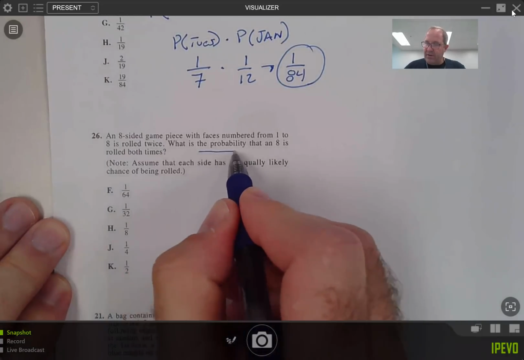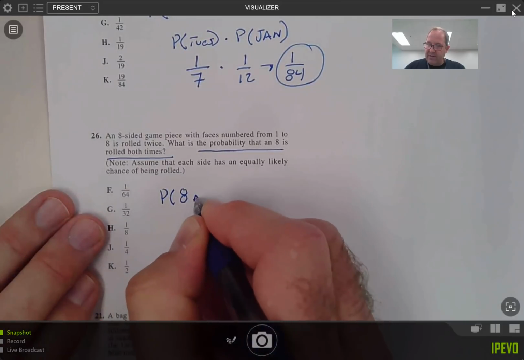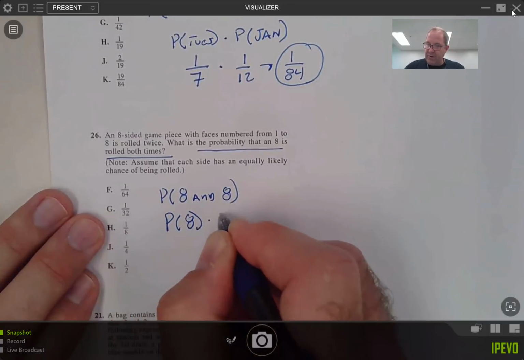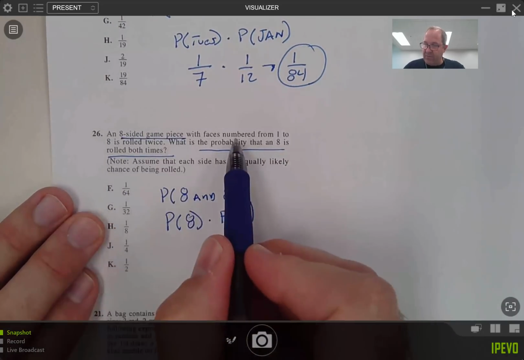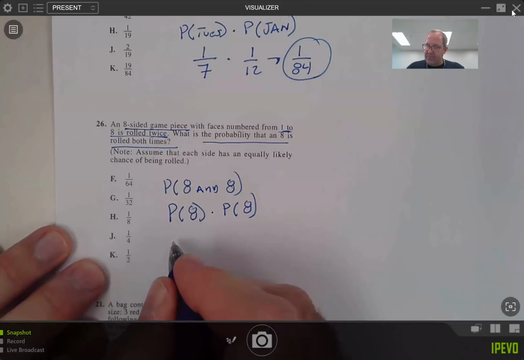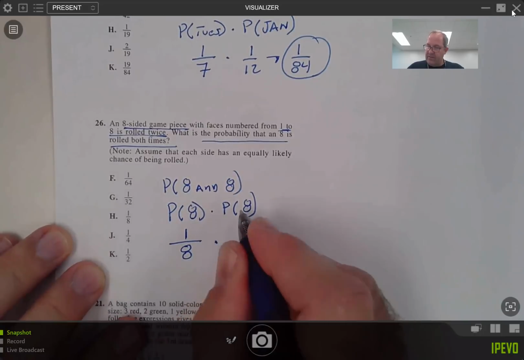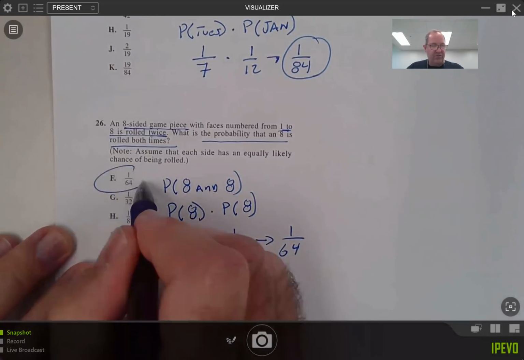Okay, they want to know the probability that an 8 is rolled both times. So the probability of an 8 and rolling an 8. Well, that would be the probability of 8 times the probability of 8. Well, we're told it's an 8-sided game piece with faces numbered from 1 to 8. So it's not like a trick die where maybe half the numbers are 1 and the other half of the numbers are 2. Every side has a number 1 through 8. Well, the probability of rolling an 8, well, there's 8 different sides and there's only one side with an 8 on it. Same thing here. Multiply across, 1/64, choice F.